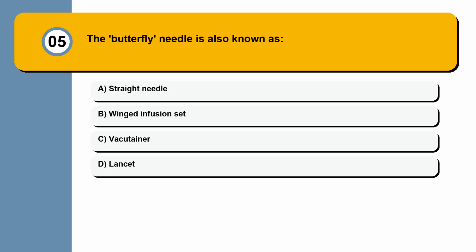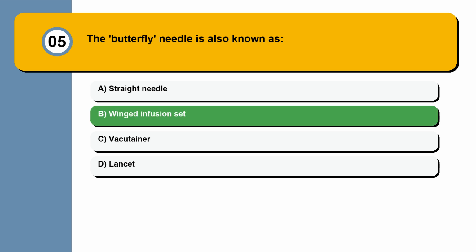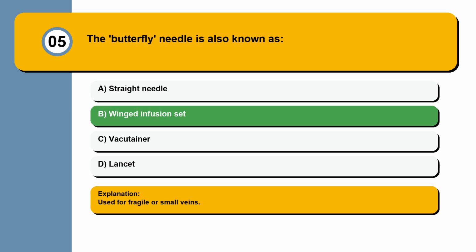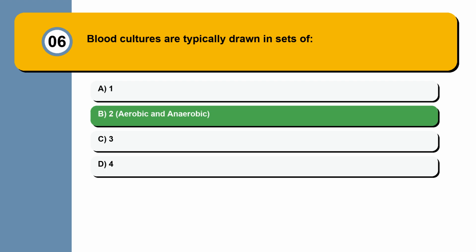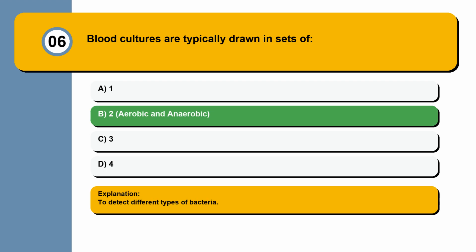Question 5. The butterfly needle is also known as straight needle, winged infusion set, vacutainer, lancet. Used for fragile or small veins. Question 6. Blood cultures are typically drawn in sets of 1, 2, 3, 4, aerobic and anaerobic. To detect different types of bacteria.